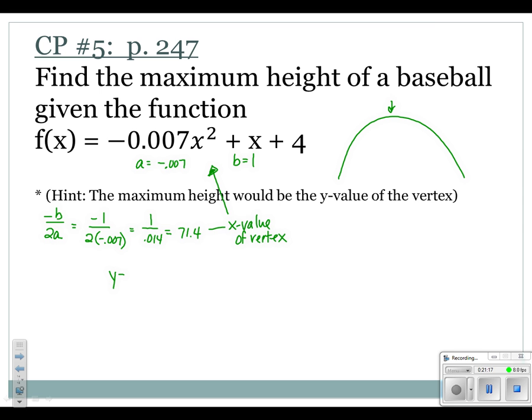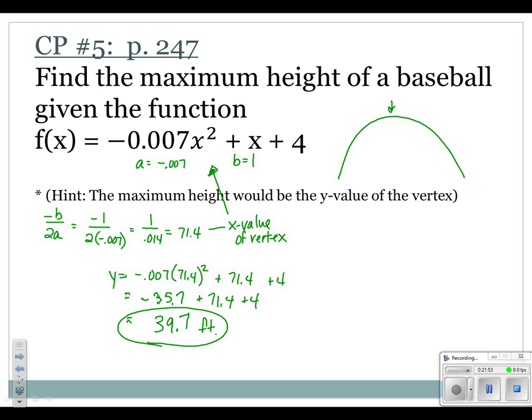Plugging that x value into the x's of my function will help me find my y value. So y is equal to -0.007 times 71.4 squared plus 71.4 plus 4. Roughly -35.7. Then finish calculating here. I don't know why my pen is squiggling on me, sorry. This comes to about 39.7 feet. That would be the height of the baseball at that vertex point. That's as high as the ball is going to get because after that point it's going to start dropping again.